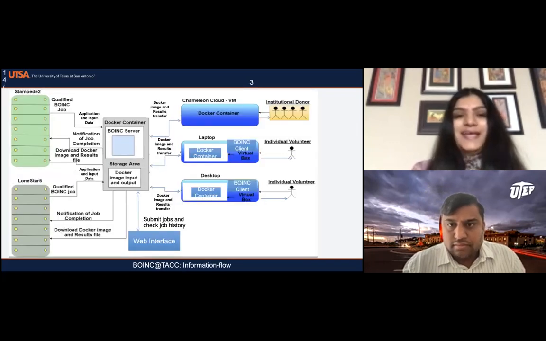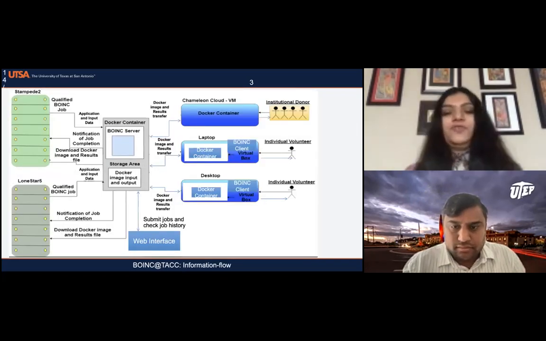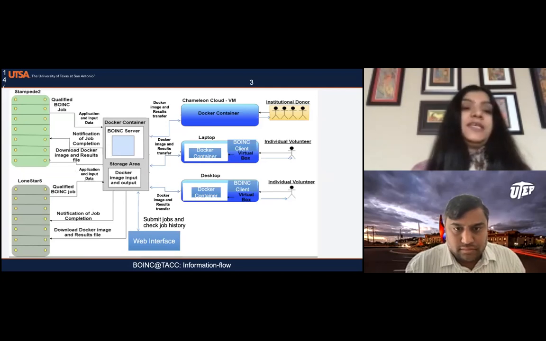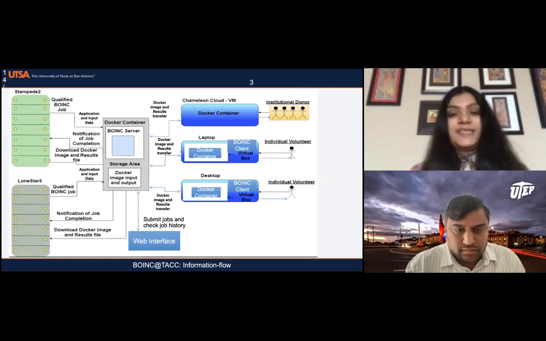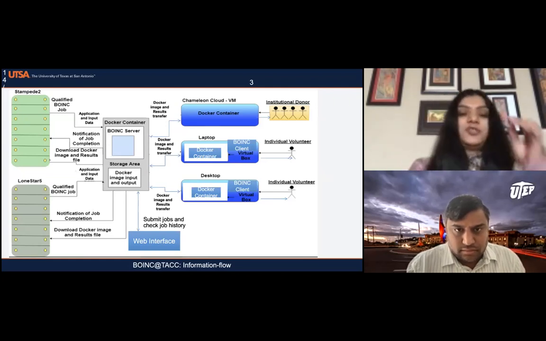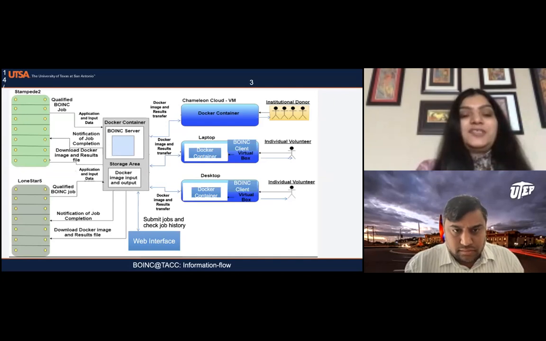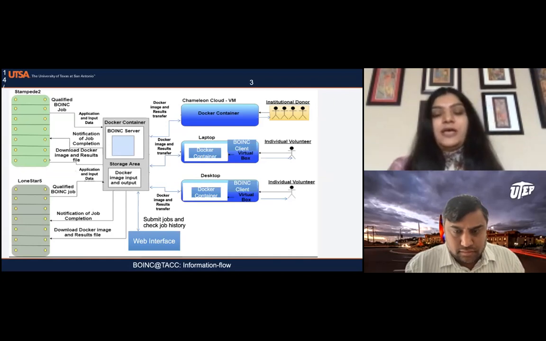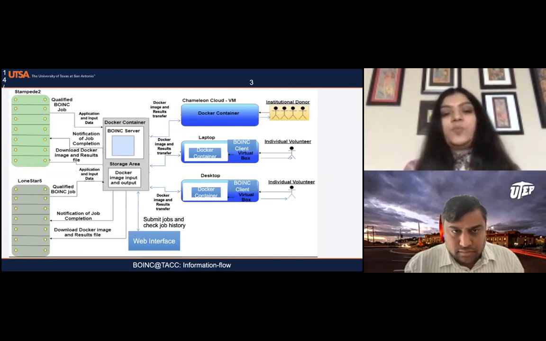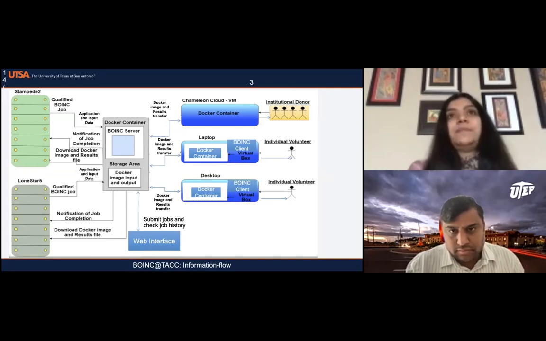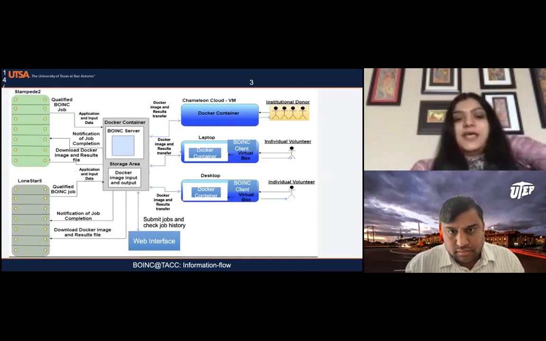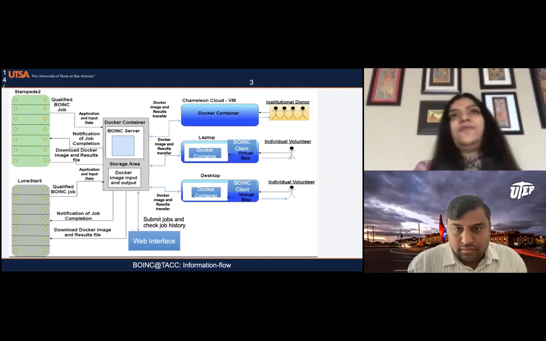Okay, so just to give you a quick overview of what the overall information flow looks like for BOINC attack. Like I was mentioning, there's a Stampede 2 supercomputer and a Lonestar 5 supercomputer at TACC. Like David was mentioning, people would want to use BOINC attack when they have long queue wait times on Stampede 2 and Lonestar 5. In that scenario, they run a script on the supercomputer that will help them route the job to the BOINC server. One requirement for BOINC attack is that the applications are Dockerized or run as Docker containers.